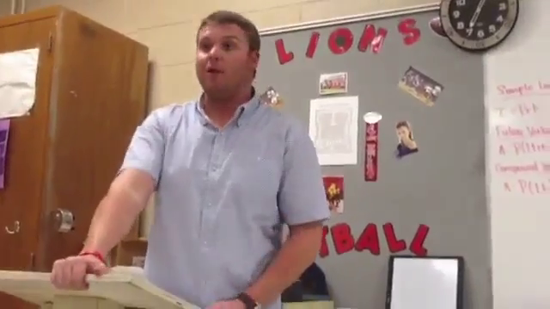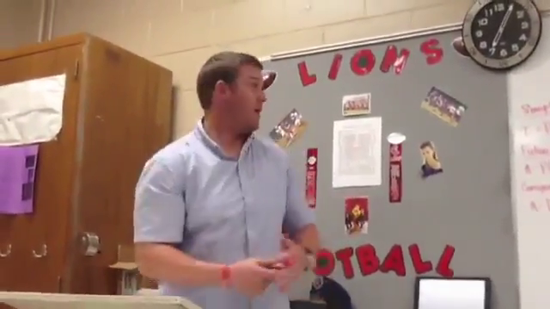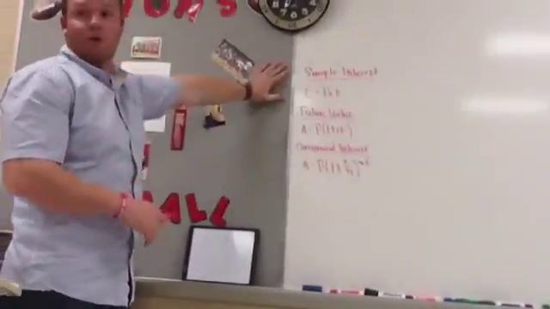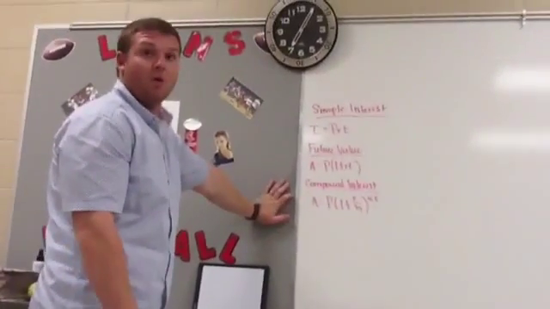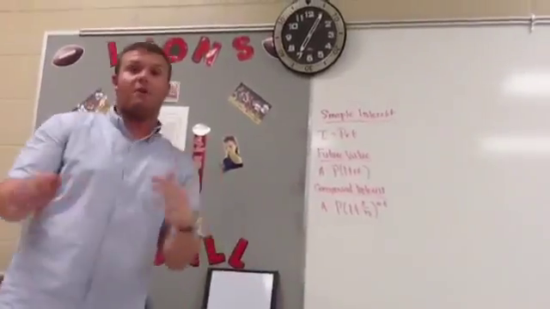Three topics: we have simple interest, we have future value, and we have compounding interest. Now, these will be on the board during the test. All three of these formulas will be on the board during the test. So all you have to do is know how to use them.